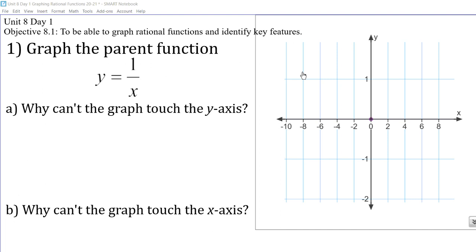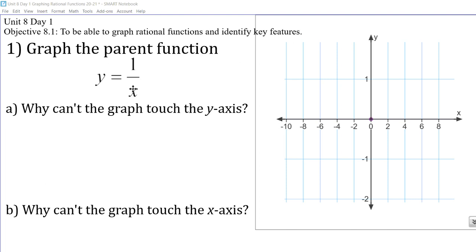So if we put in a -3, that would be 1 over -3, that would be -1/3. So we'd have -3, -1/3. I could put in a -2, which would give me a -1/2. I could put in a -1, and that would be -1. If I put in a 0, that would be 1 over 0.